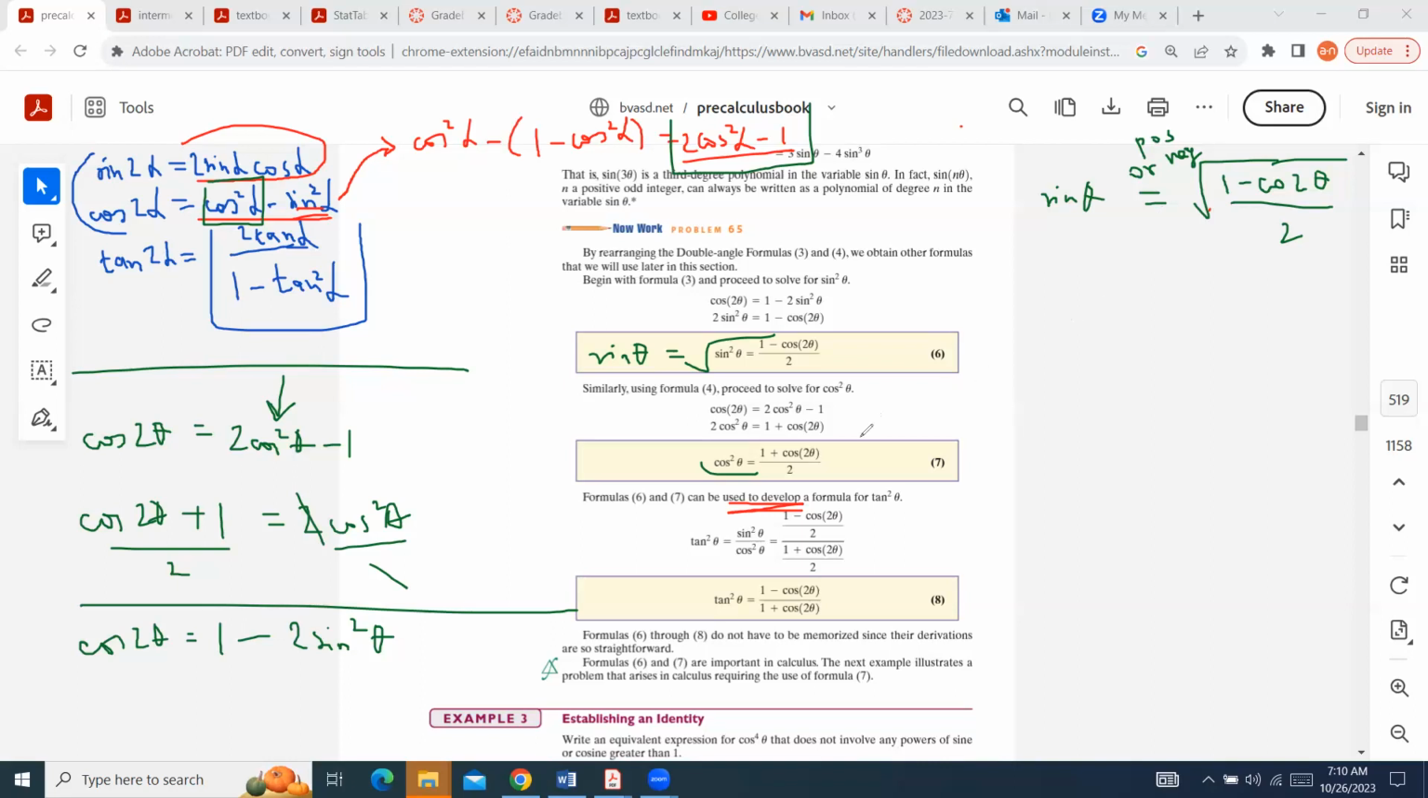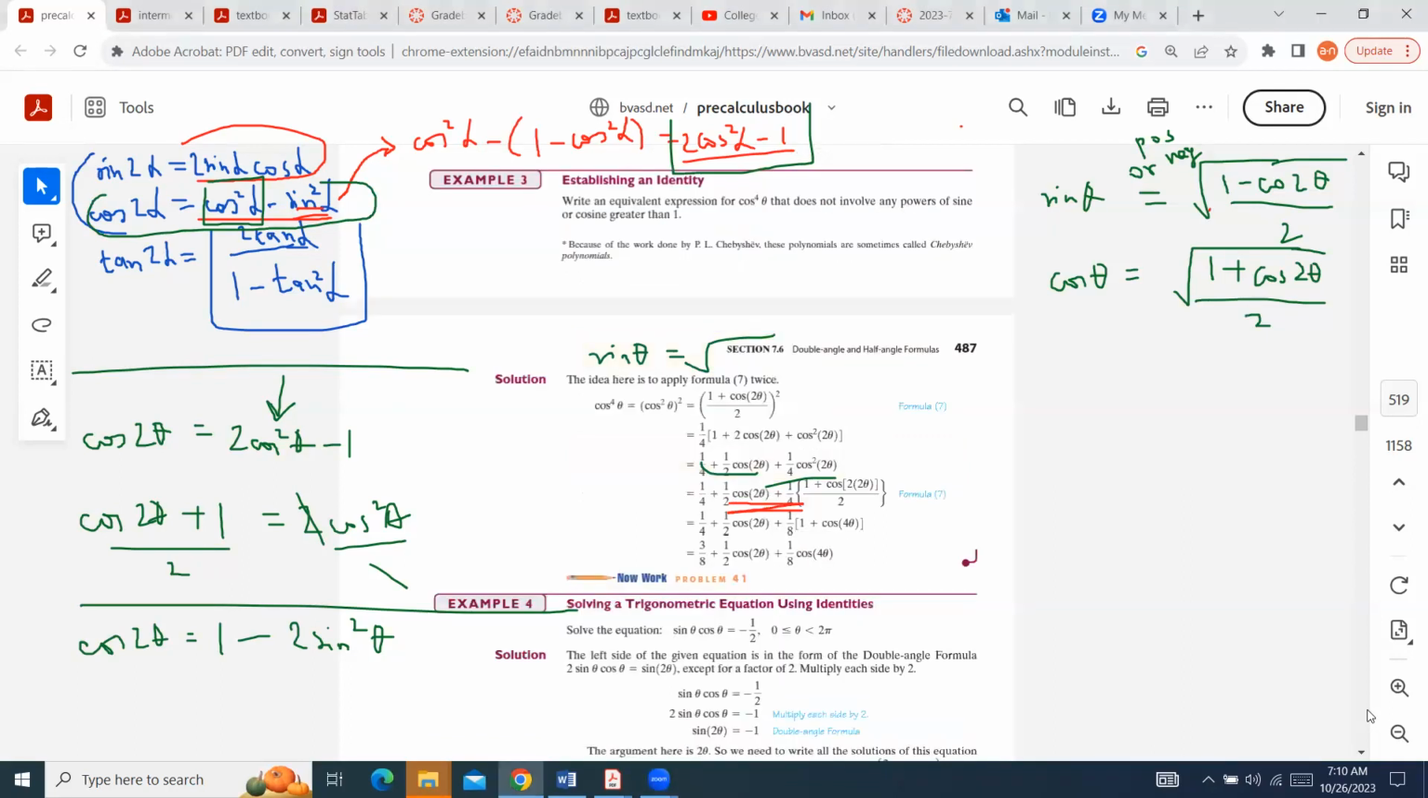Analogously, from the second one, cosine will be plus or minus the square root of 1 plus cosine of 2 theta, over 2. Please notice that they're kind of similar. In one, we have 1 plus cosine, and in the other, we have 1 minus cosine. And it's all because of this particular double angle identity. That's the key part.